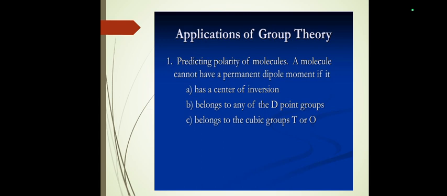Next, an application of group theory: predicting the polarity of molecules. A molecule cannot have a permanent dipole moment if it has a center of inversion, belongs to any of the D point groups, or belongs to the cubic groups T or O.